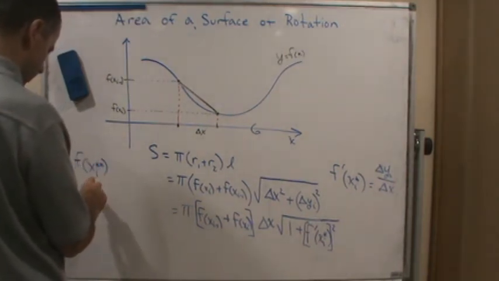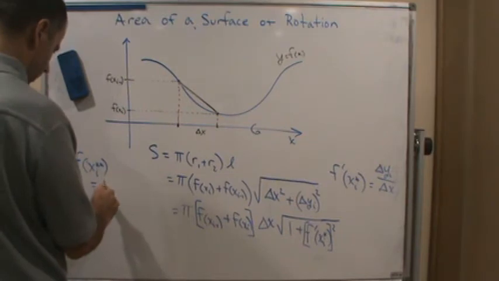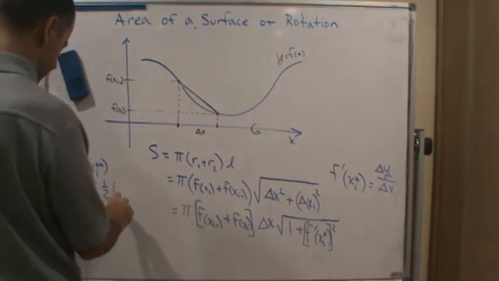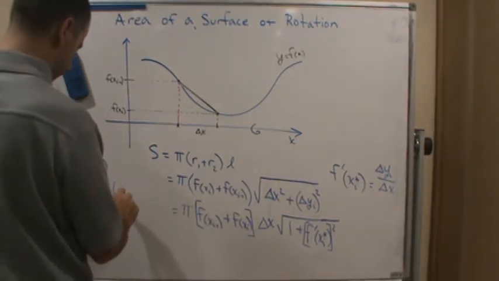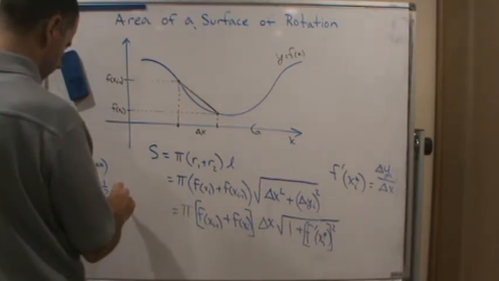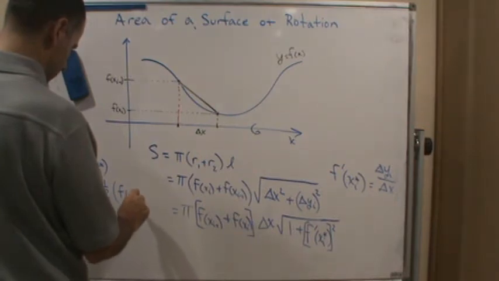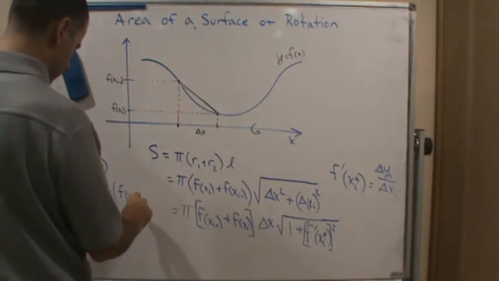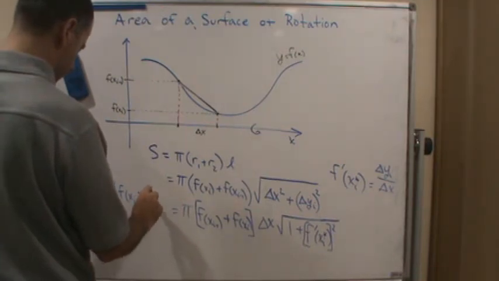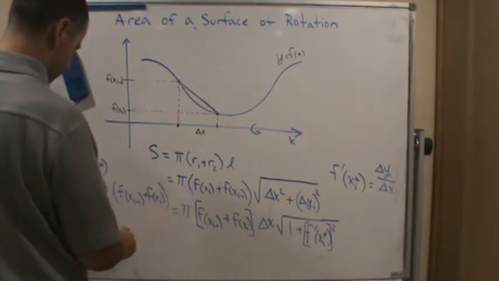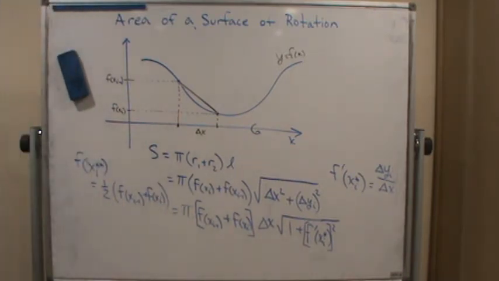is equal to 1/2 of f of x sub I minus 1 plus f of x sub I. Okay?